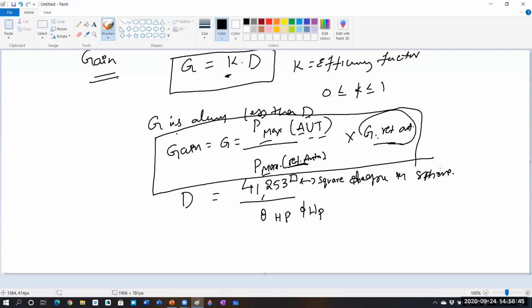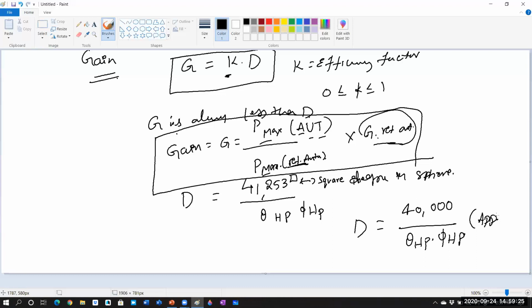Theta HP means the half power beam width in one principal plane. Phi HP means the half power beam width in the other principal plane. So for our calculation, directivity D is approximately equal to 40,000 square degrees divided by theta HP into phi HP. This is an approximate directivity.